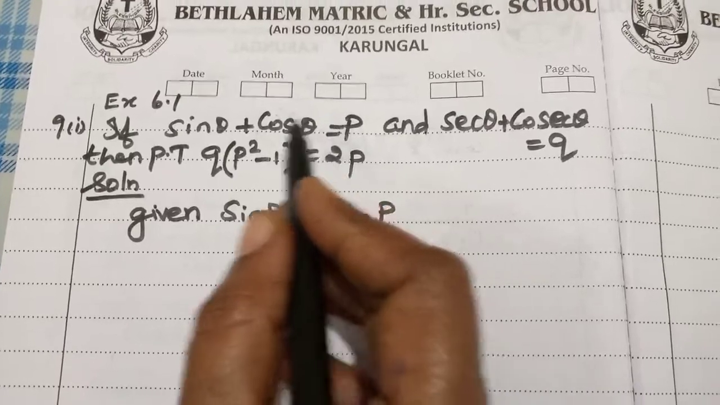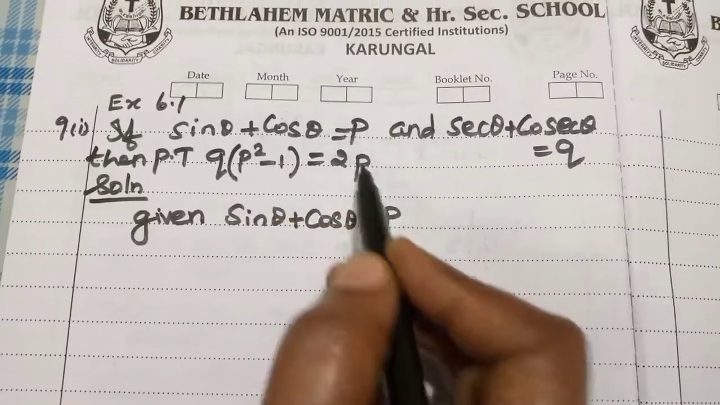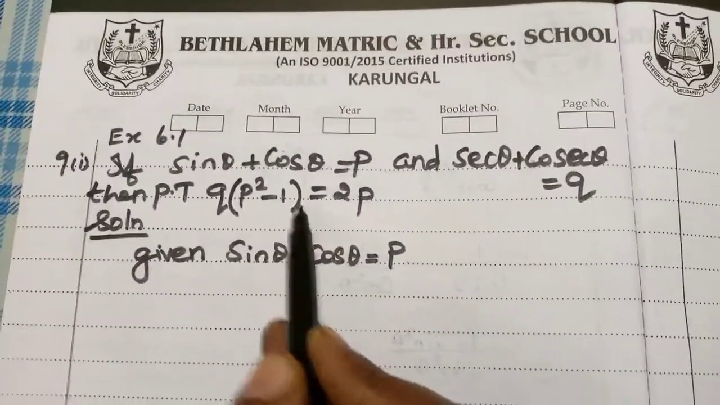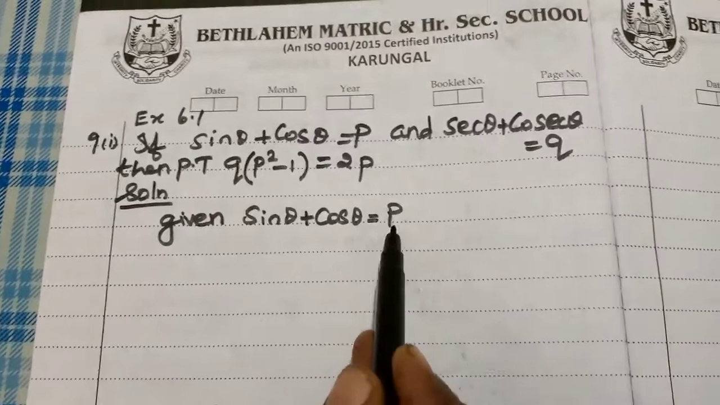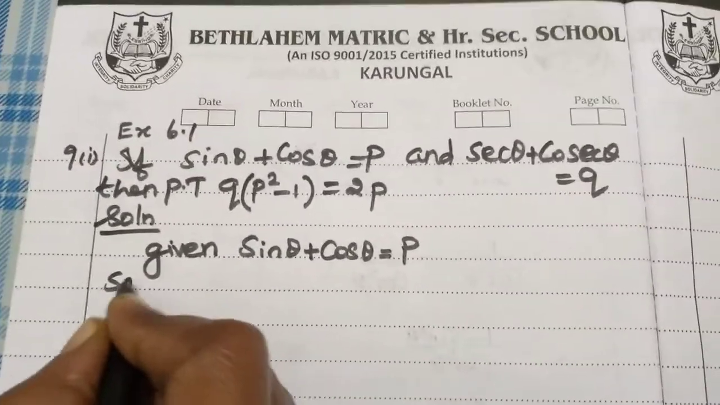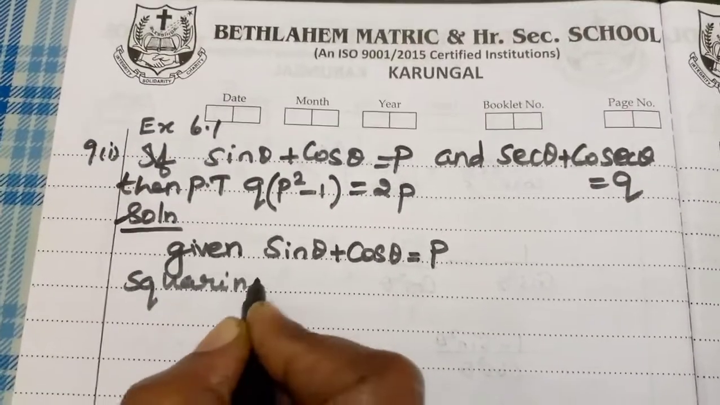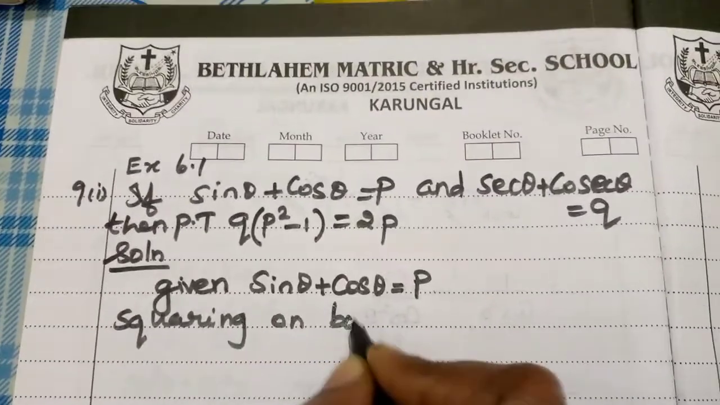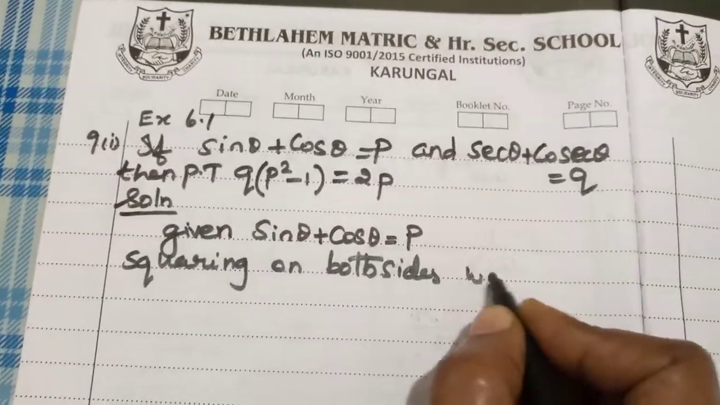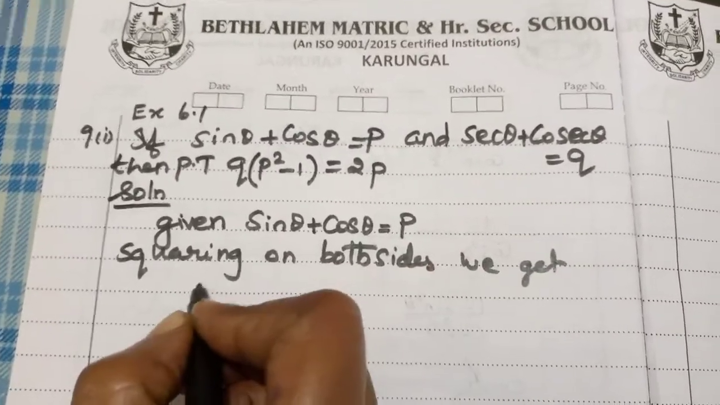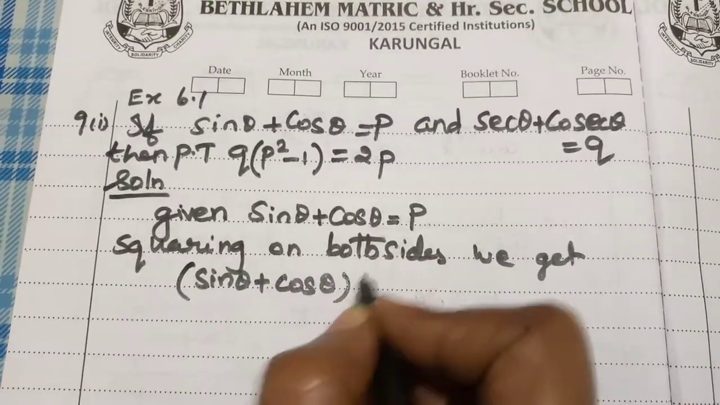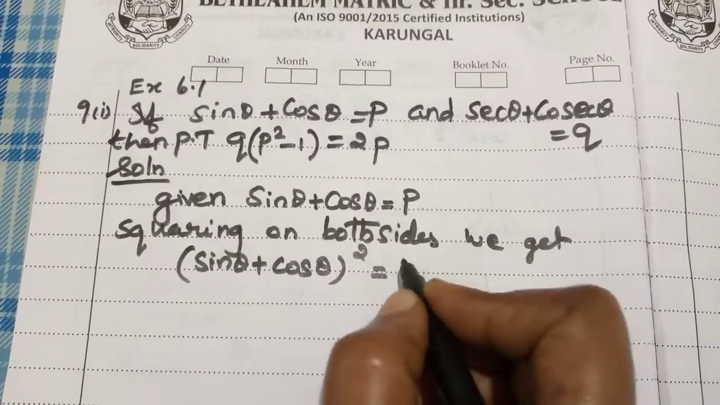Given the first condition is sin theta plus cos theta equals p. Let us take that condition. We have to prove that q into p square minus 1 equals 2p. So let us square this value; we need p square. Squaring on both sides, what we get: sin theta plus cos theta the whole square is equal to p square.